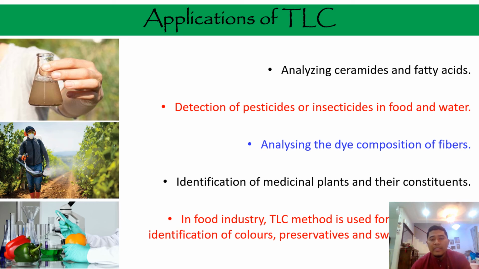While applications of TLC include analyzing ceramide and fatty acid, detection of pesticide or insecticide in food and water, analyzing the dye composition of fiber, identification of medicinal plants and their constituents. In the food industry, the TLC method is used for identification of color, preservative and others. So chromatography is really good, it can be used for many more things.